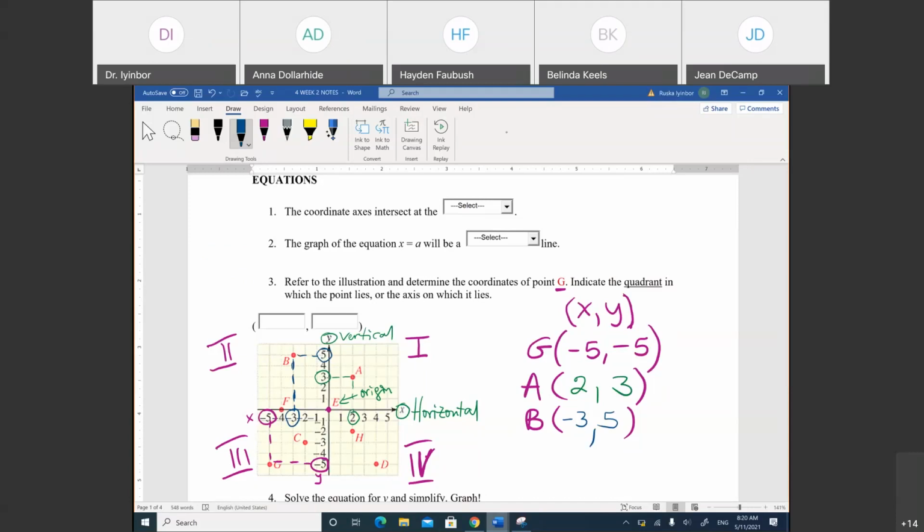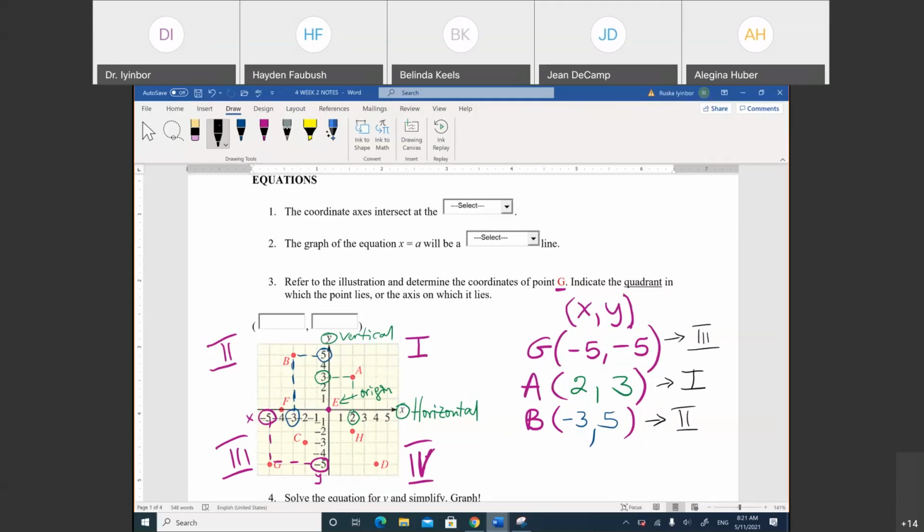So now let me ask you, which quadrant is point A? Let's write that. Which quadrant is point A? Quadrant 1. Quadrant 1, that's right. Which quadrant is point B? 2. Which quadrant is point G? 3. That's right. Okay? Everybody understand how to do this? So far. Okay.